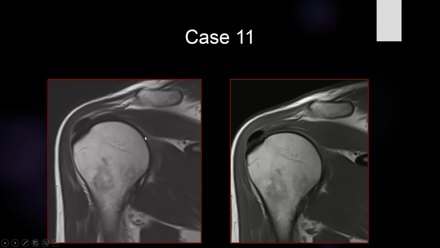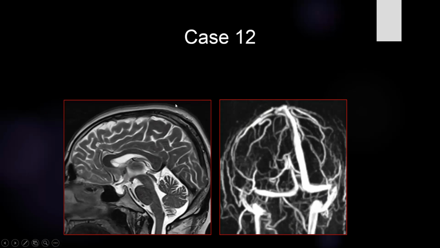Okay, this is an MRI shoulder. It shows a persistent dark T2 signal lesion along the course of the supraspinatus tendon. This lesion is dark in T1 and T2 weighted images, likely representing calcification. So this is a supraspinatus calcific tendinitis.